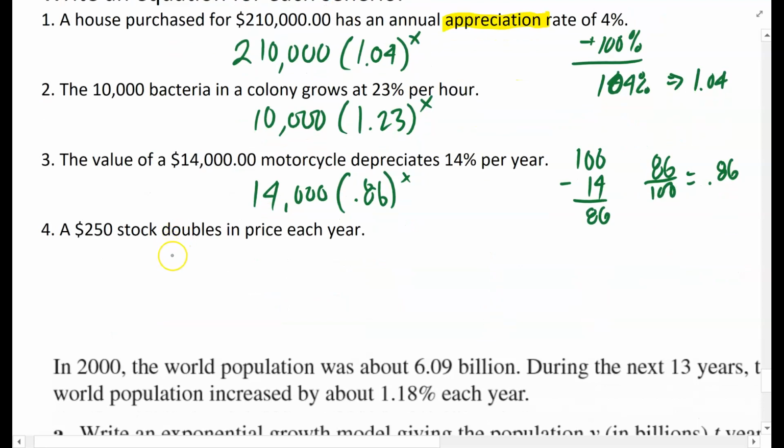All right, now we have some stock. It is doubling. For something to double, we have to multiply by 2. Essentially this is like 100% plus 100%.